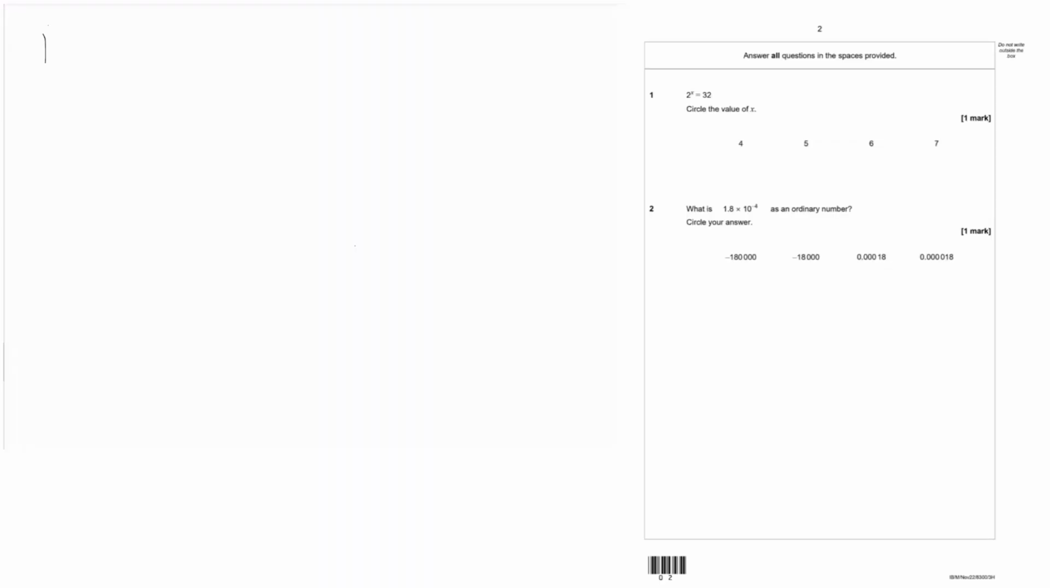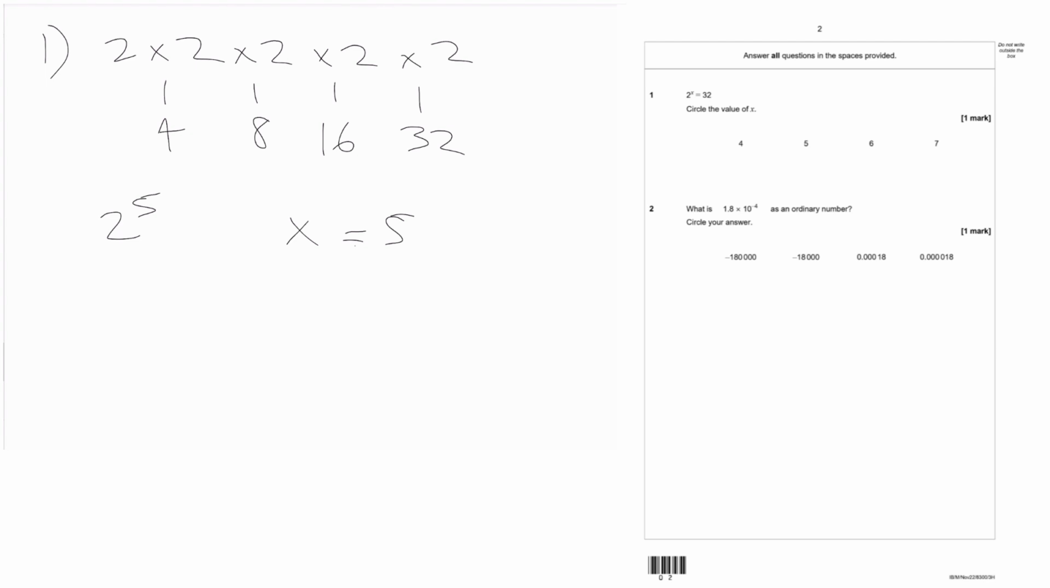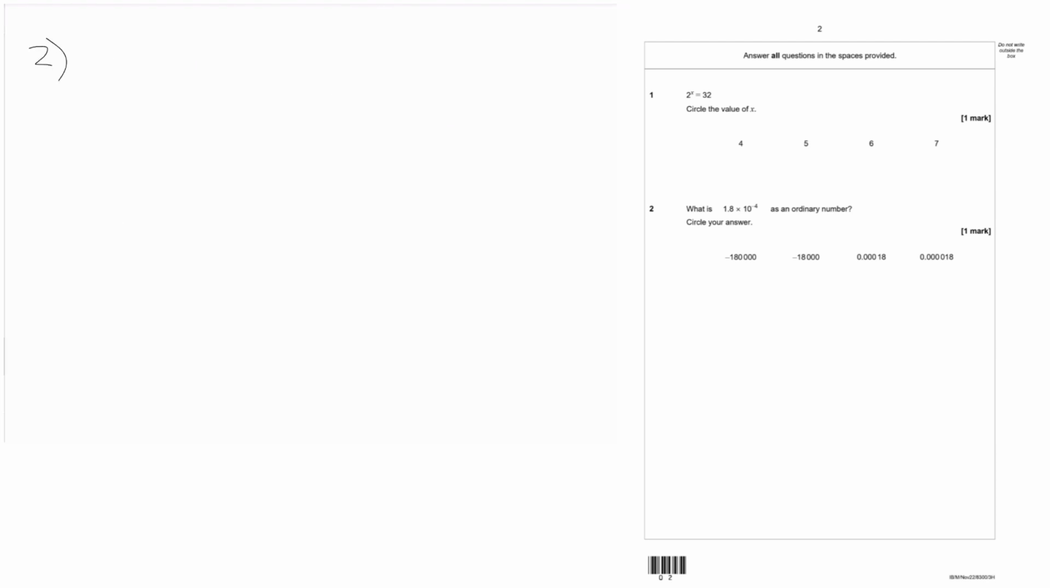So, starting with question 1, and we have 2 to the power of x equals 32. What is x? So, if we work this out, we have 2 times 2, which is 4, times 2, which is 8, times 2, which is 16, times 2, which is 32. So we can see there we have 5 lots of 2, so that's 2 to the power of 5. So x is 5.